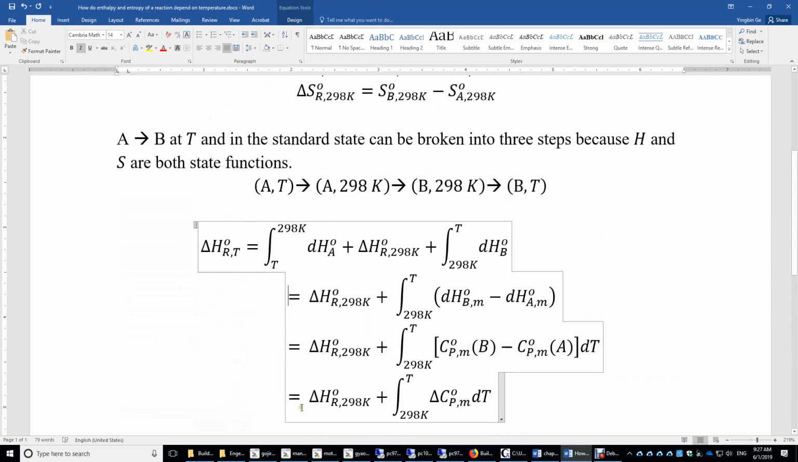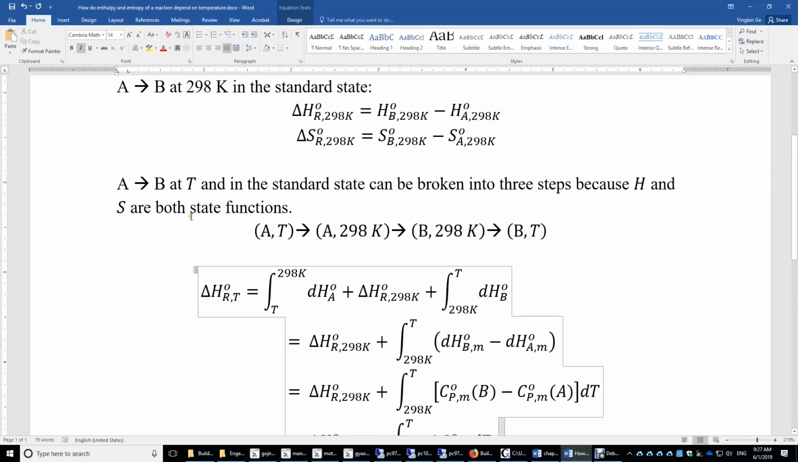So really, the derivation and analysis can be applied to just any two different temperatures. It can be applied to a different pressure as long as the pressure is held constant. Also, it can be applied to a general chemical equation that involves multiple reactants and multiple products.